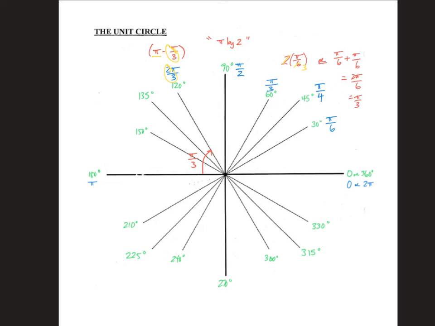You're going to find that to be a very useful way to come up with 135 degrees. So let's keep going around our unit circle.